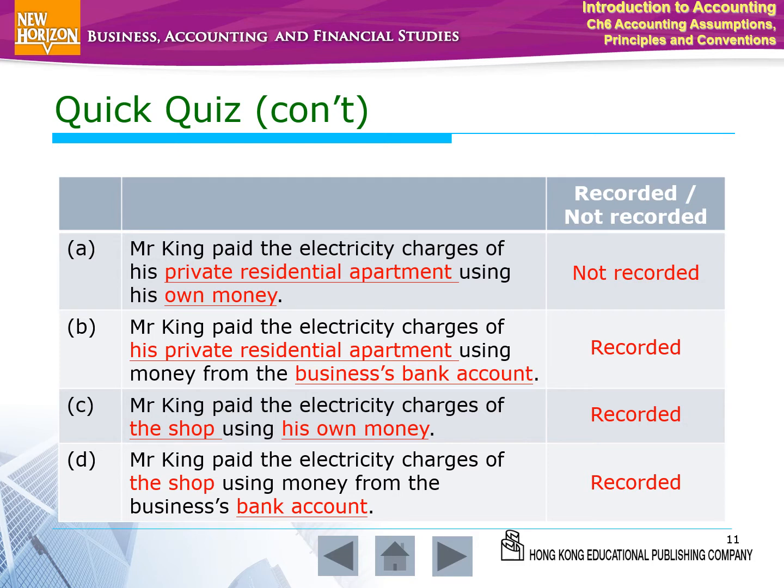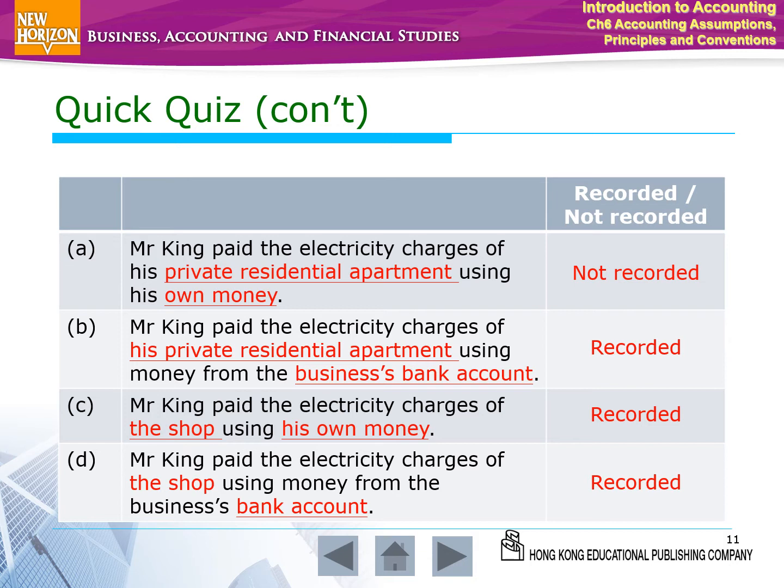C, Mr. King paid electricity charges of the shop using his own money. Okay, the electricity charges of the shop are a kind of transaction, but such electricity charges were not paid by the bank account or the cash account of the business, but by Mr. King's own money. According to the business entity concept, Mr. King and the business are separate and distinct entities. Mr. King using his own money to pay for the electricity charges of the shop is recorded as a new capital injection into the business.